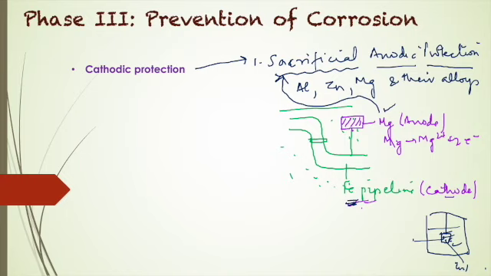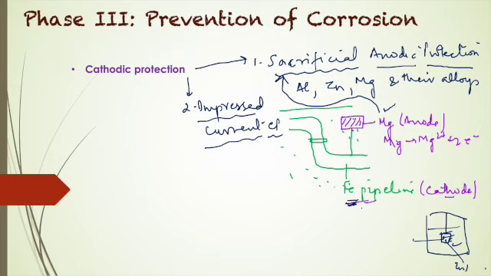The second type of cathodic protection is impressed current. Now what is this impressed current? Impressed current cathodic protection, I'll write CP for cathodic protection. In this method, current from an external source is impressed. Impressed means applied in the opposite direction so as to nullify the corrosion current. This is done to convert the corroding metal from anode to cathode.